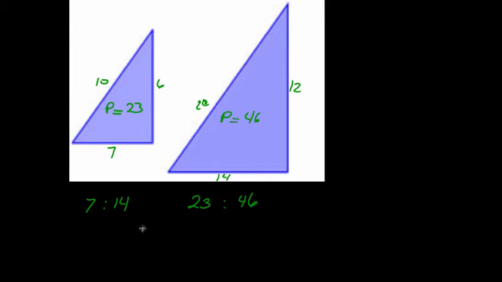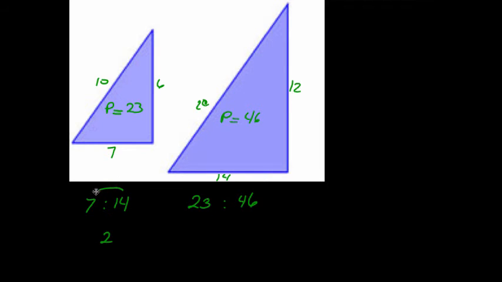All right, 23 to 46. Now, where do I go from here? Well, first thing I need to do is take this number right here, this 7, and divide it into the 14. So 14 divided by 7. Well, that's the easy multiplication fact or division fact, and that gives us the answer of 2.